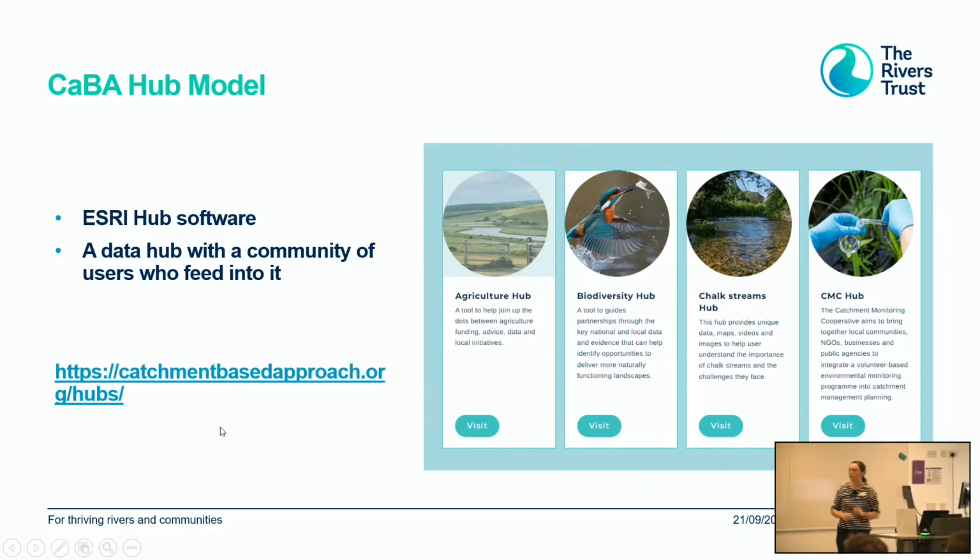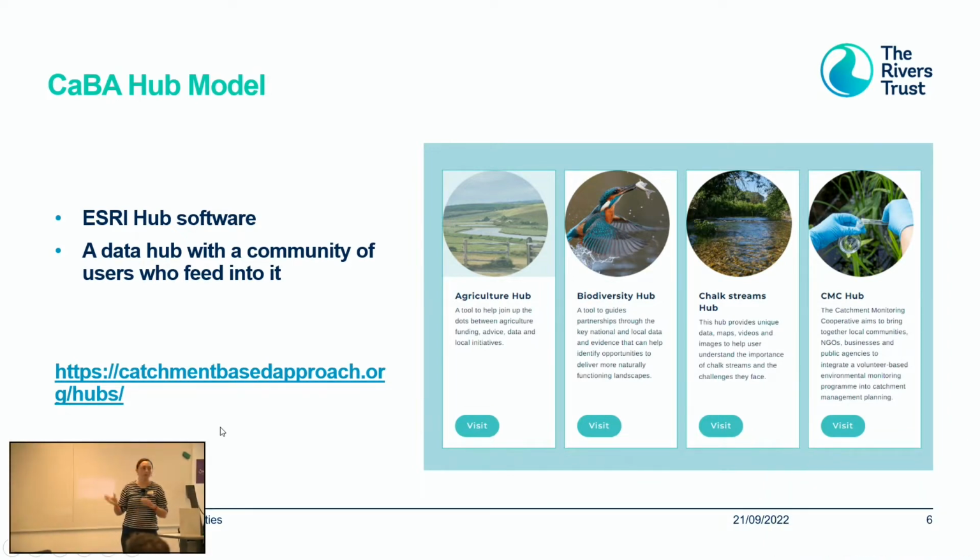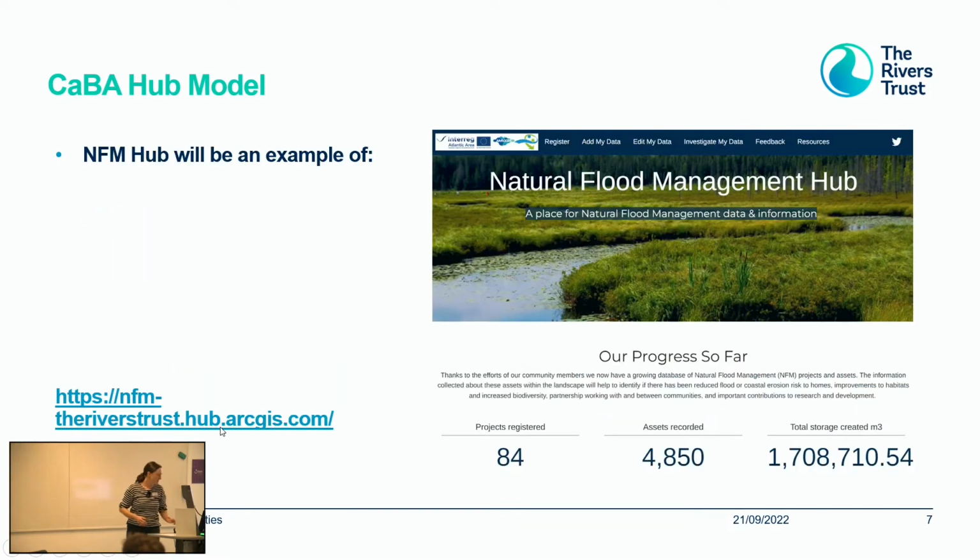So I'm going to briefly mention the CABA hub model. So we have a number of hubs on the CABA website. There's a link here to those hubs. And they are moving towards using Esri hub software. And these data hubs essentially are a platform with a community of users that feed into them. An example of one of these data hubs is the NFM hub, which is the Natural Flood Management Hub that we're developing.